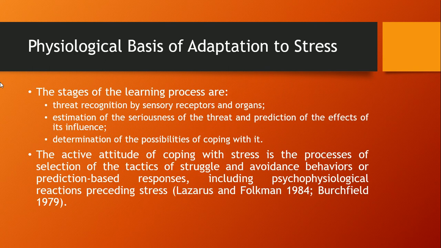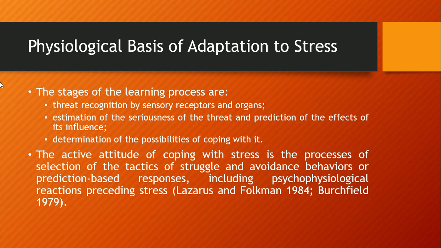So the stages of the learning process are, number one, threat recognition by sensory receptors and organs. Next is estimation of the seriousness of the threat and prediction of the effects of its influence, and determination of the possibilities of coping with it. So actually, we can adapt to stress. It's not just that there's stress and then you flight, escape. That's your easy way out, but of course, as already discussed, stress is inevitable and stress is everywhere. It's just that you can remove, change, accept or adapt to it.